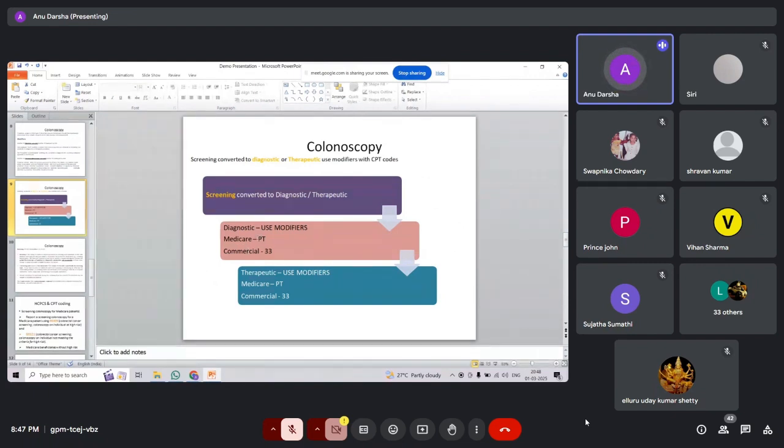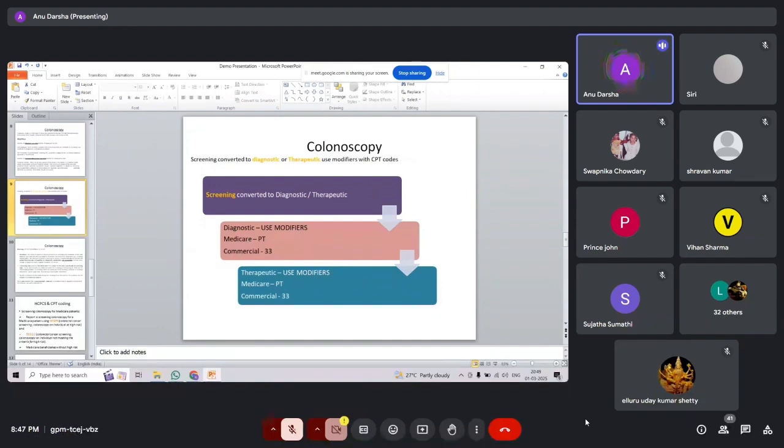So the PT modifier you have to append for a Medicare payer when the procedure is therapeutic. Diagnostic has converted into the therapeutic procedure, then you have to use the PT modifier. Okay, and this PT modifier is applicable only for the Medicare payer. If it is commercial, you have to use the 33 modifier. Anyways, commercial we will discuss later. First, we are talking about the Medicare payers only.